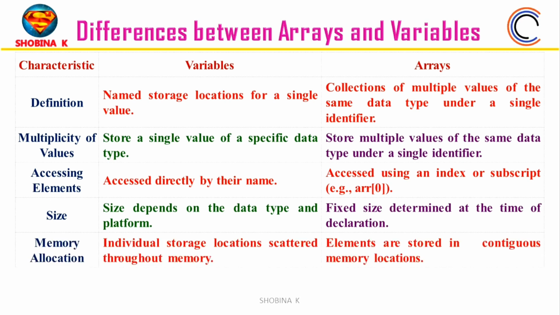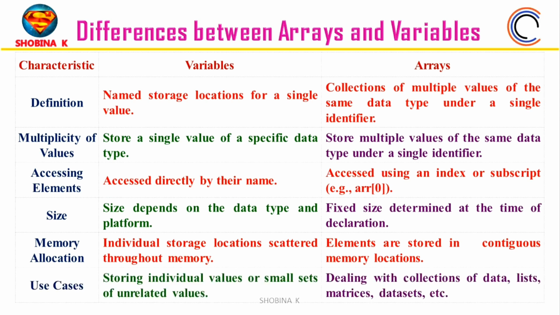Arrays store elements in contiguous memory locations, ensuring efficient memory access and traversal. On the other hand, variables have individual storage locations scattered throughout memory, depending on their declaration and usage. Arrays are commonly used for dealing with collections of data such as lists, matrices, data sets, and more. Variables are ideal for storing individual values or a small set of unrelated data, providing flexibility and simplicity in programming. So arrays offer a powerful way to manage collections of related data, while variables provide simplicity and flexibility for storing individual values. And so far we have seen how arrays differ from variables.